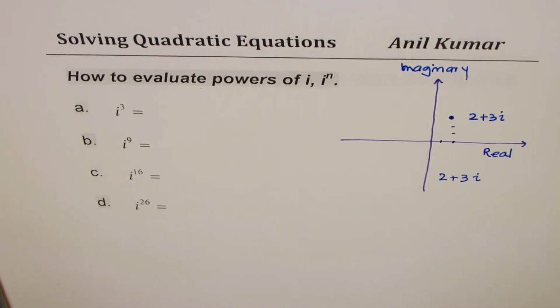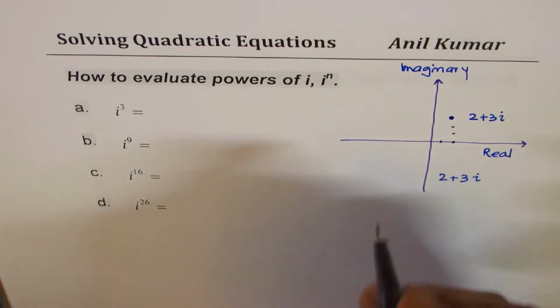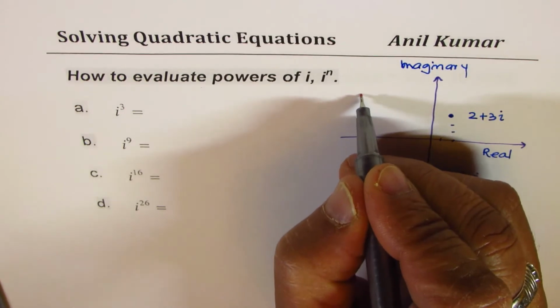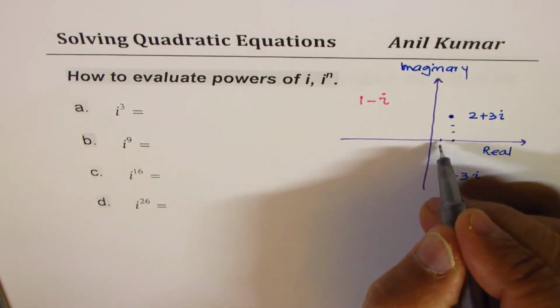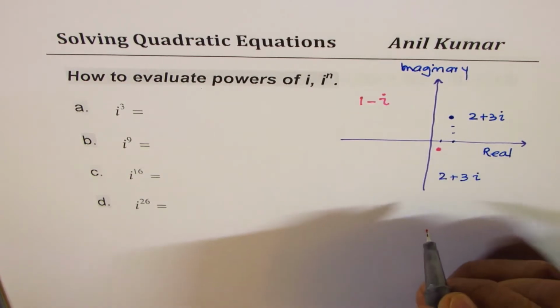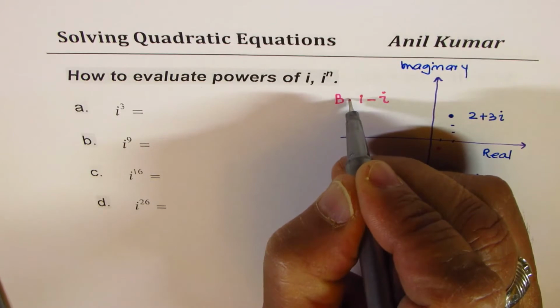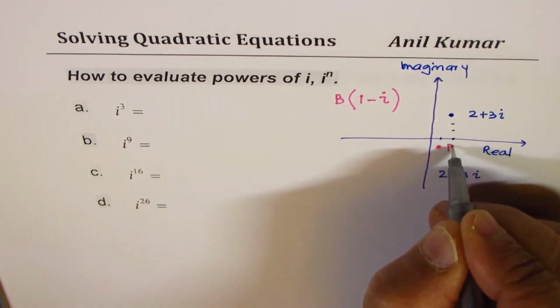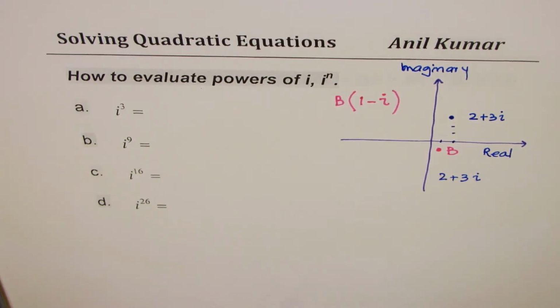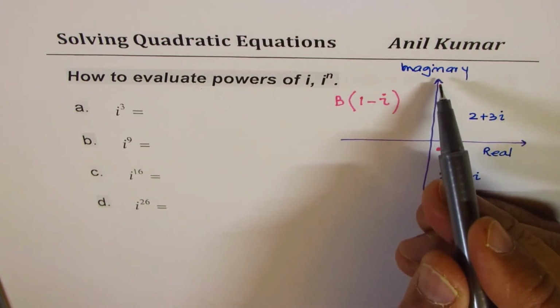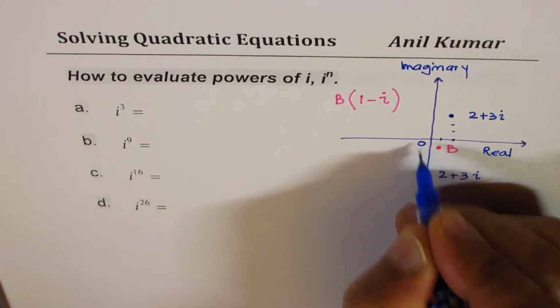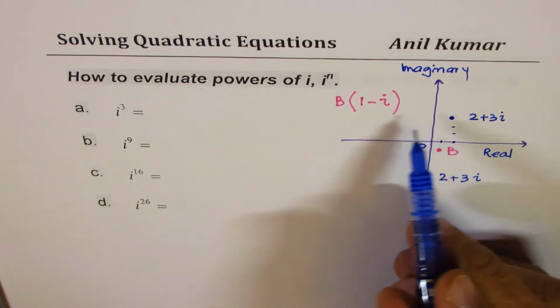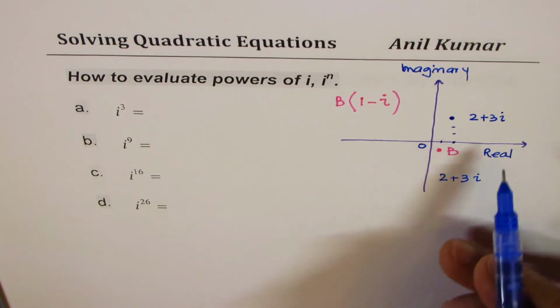Similarly, I could have some other point. For example, let's say 1 minus i. Now 1 minus i means that I go 1 unit and 1 negative. That is the point. Is it okay? So let me call this point B. Then this point is B for you. Do you see that? 1 minus i. So in this coordinate plane, where one axis is real and the other one is imaginary, I can plot any complex number. Is it okay? And of course, this origin remains origin O. Sometimes we do polar coordinates and call it a pole. We'll get into that also, but not in this video.